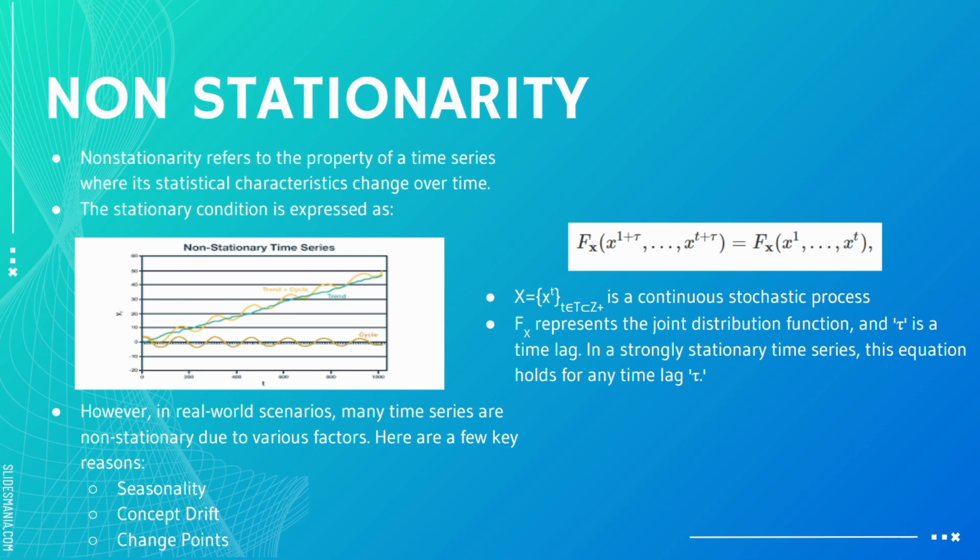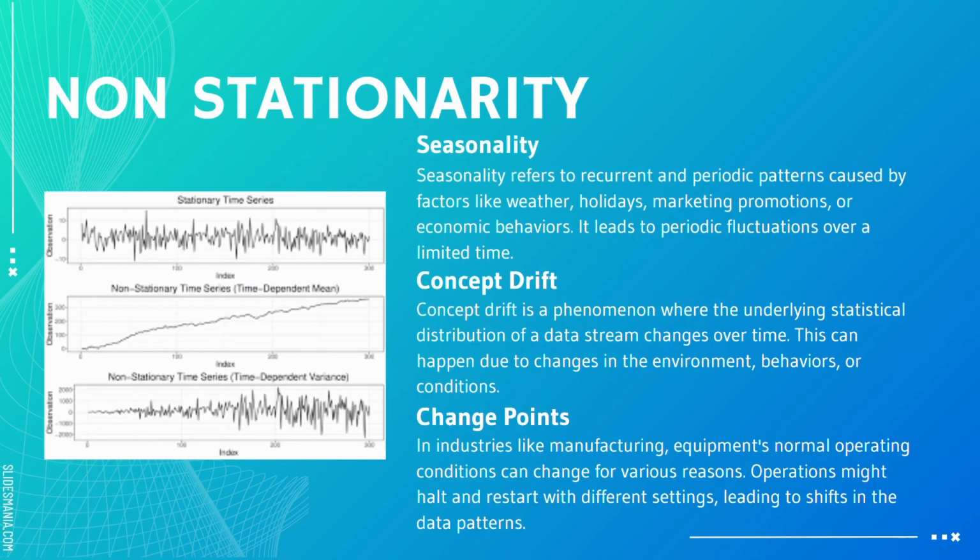Here are a few time series which are non-stationary due to seasonality, concept drift, and change points. Seasonality refers to recurrent and periodic patterns which are caused by various factors. For example, online sales can spike during events like Black Friday and then drop again.